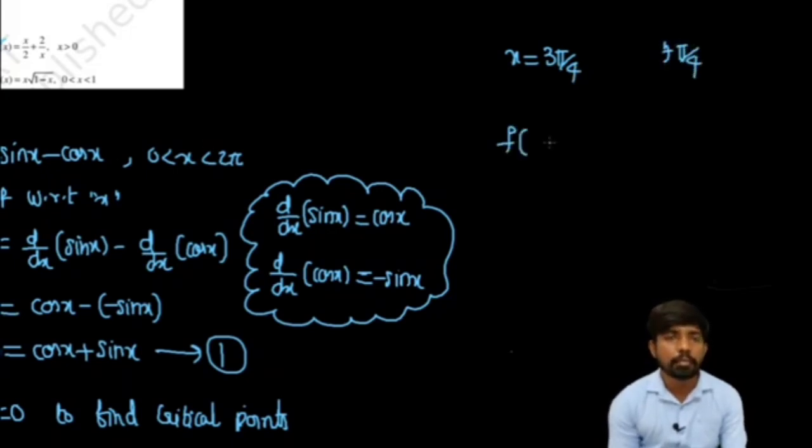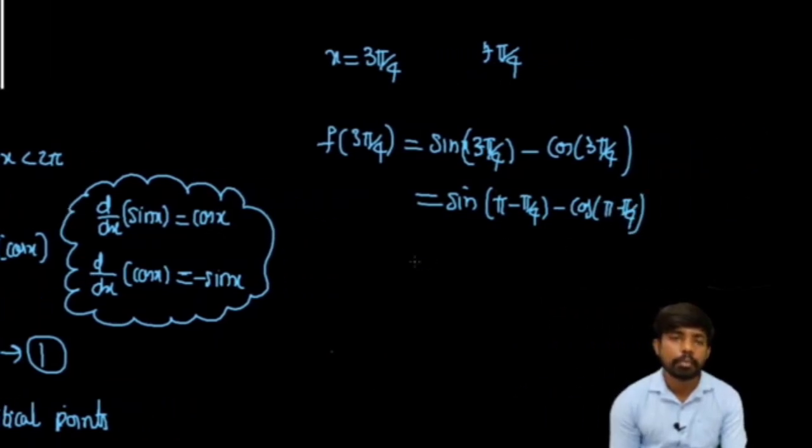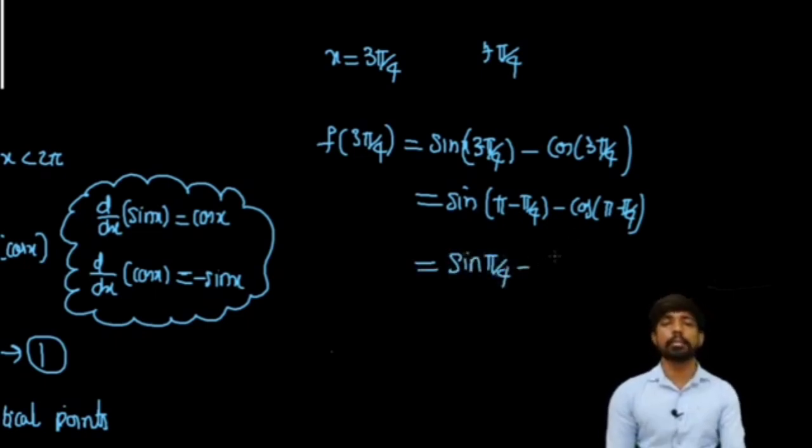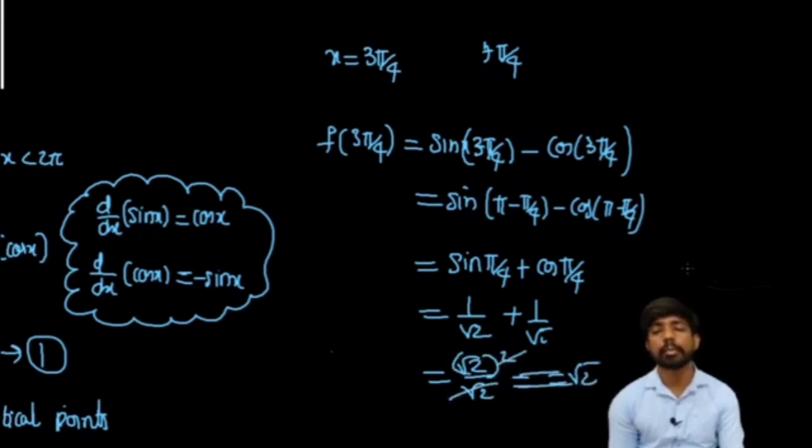Now I am substituting in the function. f of 3 pi by 4 equals sin x minus cos x, so sine of 3 pi by 4 minus cos of 3 pi by 4. As I already discussed, 3 pi by 4 can be written as pi minus pi by 4. So this is positive sine pi by 4, and minus with the negative cos becomes plus cos pi by 4. This is 1 by root 2 plus 1 by root 2, which is 2 by root 2. Writing 2 as root 2 squared, one root 2 cancels, so root 2 remains. This is the maximum value.